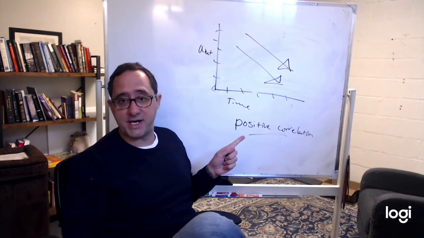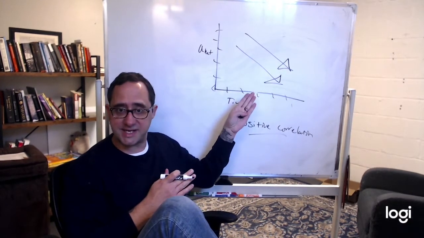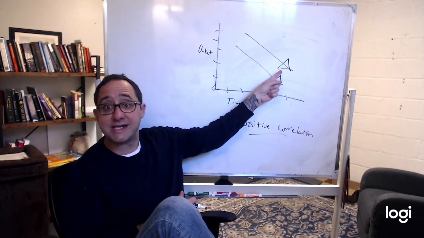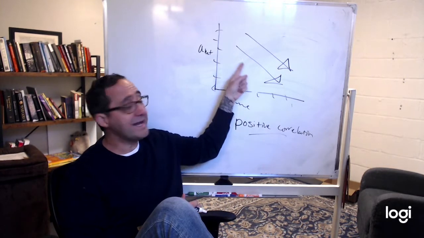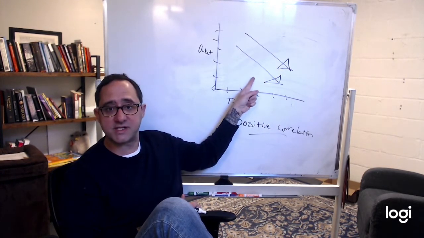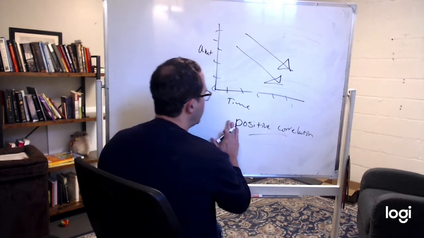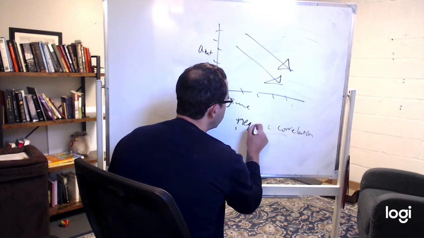This is also positive correlation. The positive refers to they both are going in the same direction. As I get less sleep, I am less effective at work. Sleep, effectiveness at work, positively correlated. What about negatively correlated?